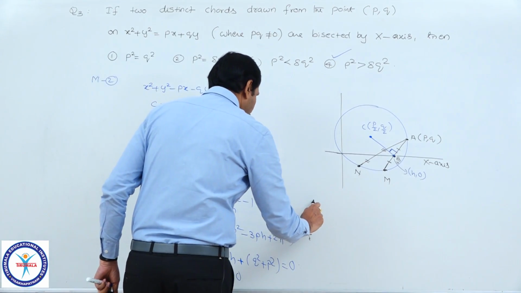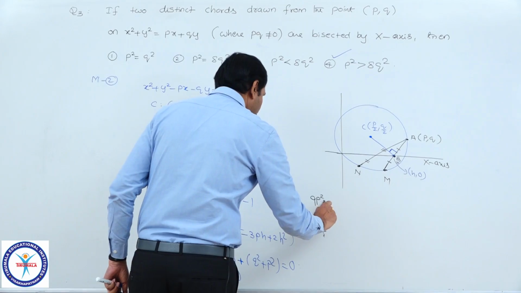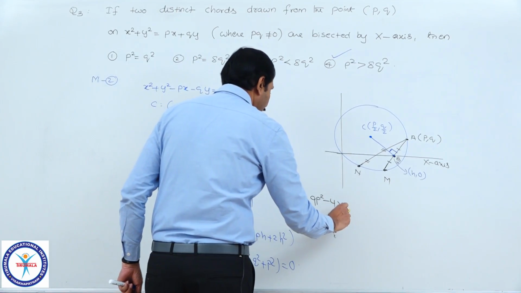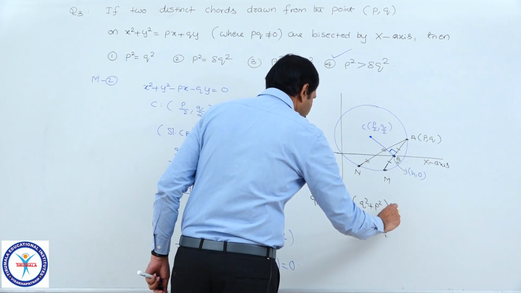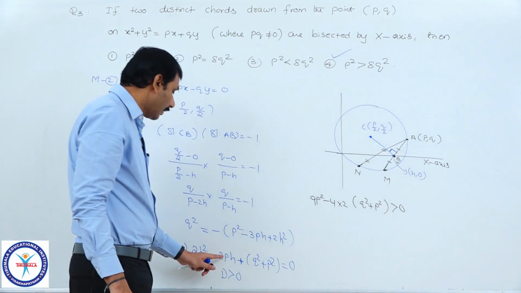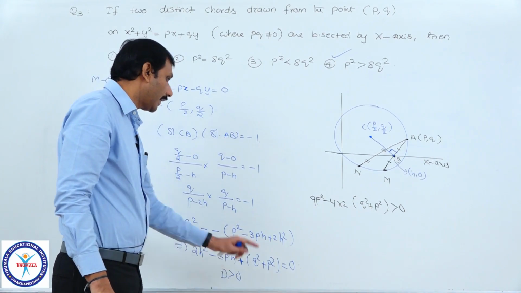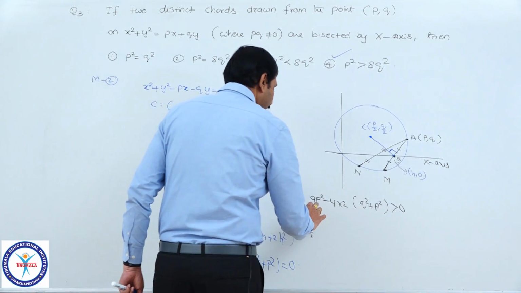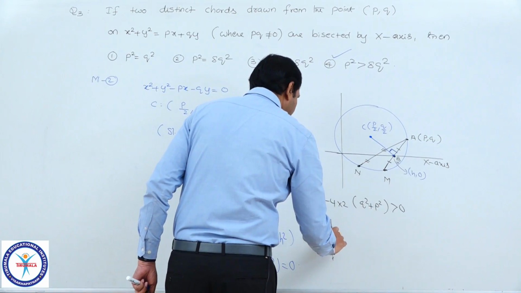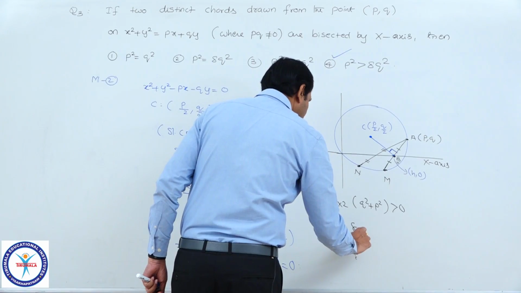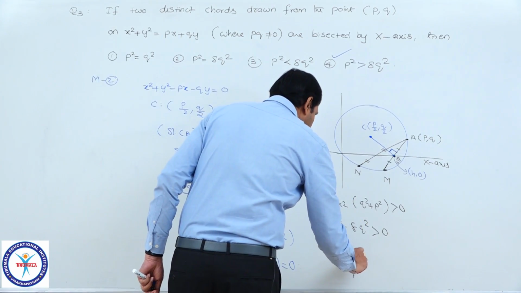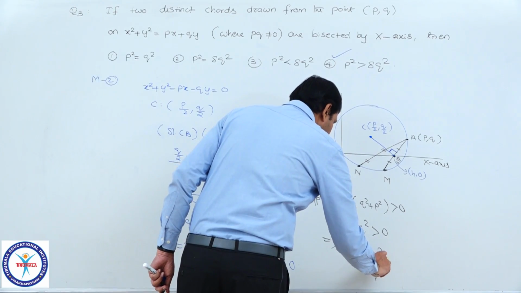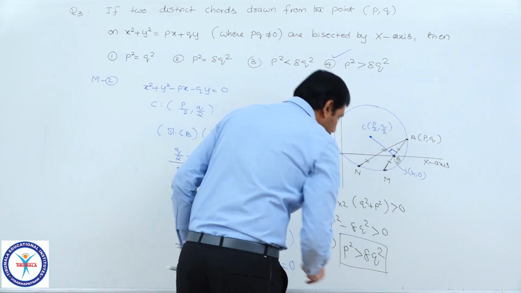Discriminant greater than 0 means 9p square minus 4 into 2 into q square plus p square greater than 0, that is b square minus 4ac. 9p square minus 8p square, it is p square minus 8q square greater than 0, implies p square greater than 8q square is the relation.